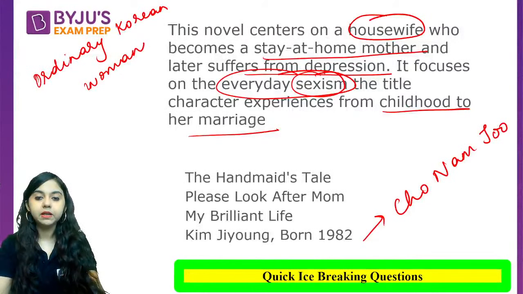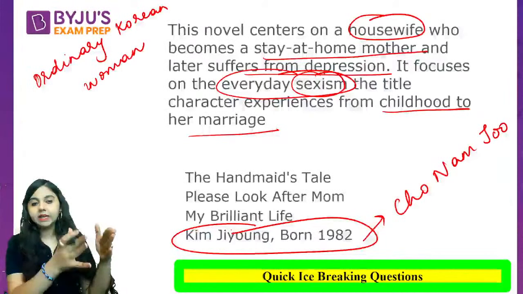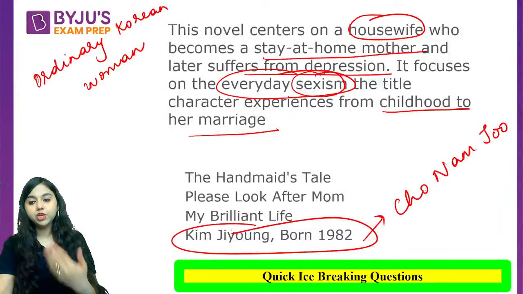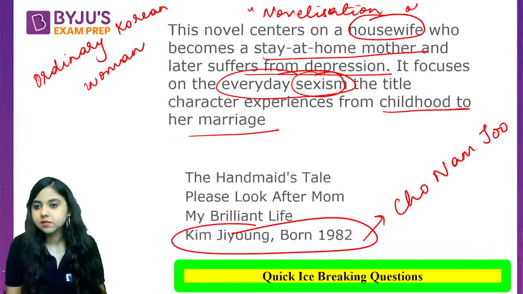Kiera and the Sun by Ishiguro tells you about the artificial friend. And here, Kim Ji-young, Born 1982, by Cho Nam-joo, tells you about an ordinary Korean woman. What is this work? It is a novelization of lived experience. So this is what the work is actually doing.